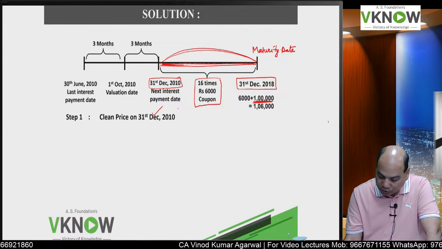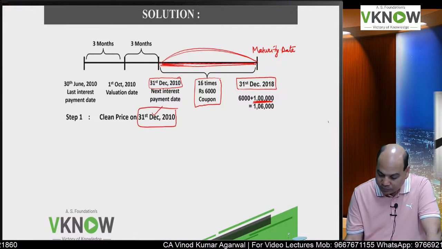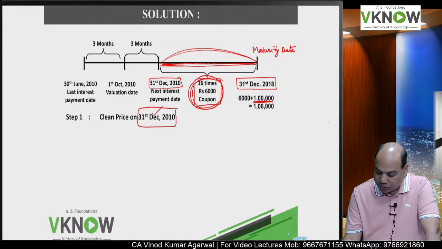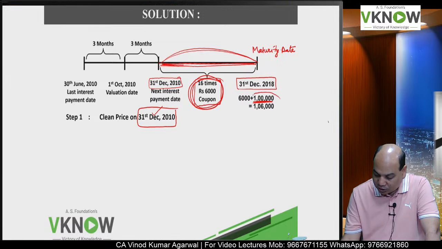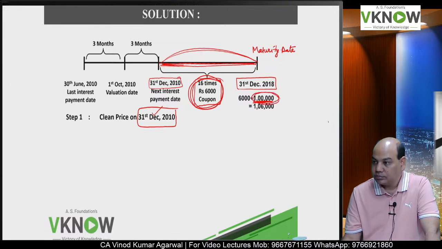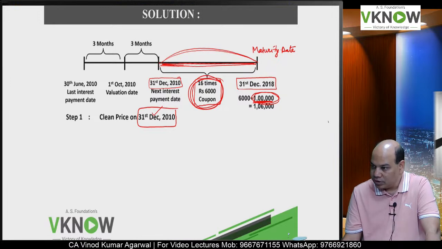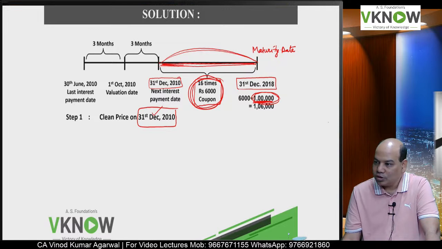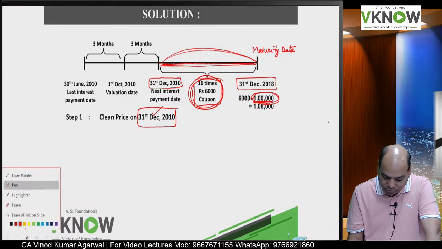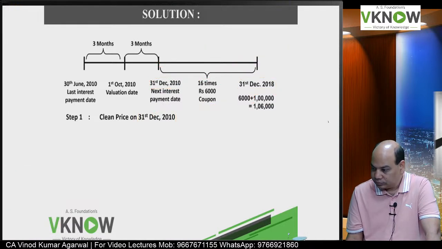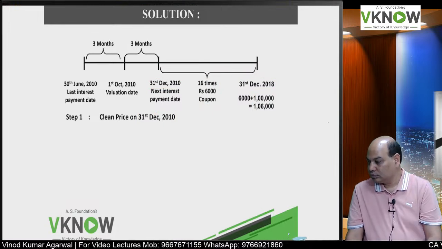So if I have to value the bond on 31st December, I have to calculate the present value of coupon, and I have to calculate the present value of this face value which I am going to receive. Is it right? Have you drawn the timeline? Okay. So now you start writing step 1.